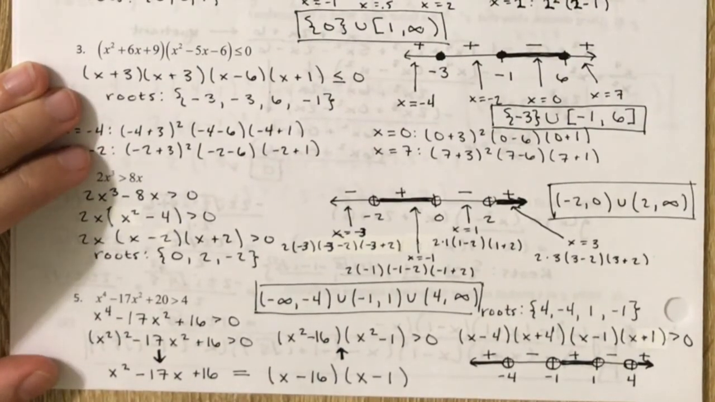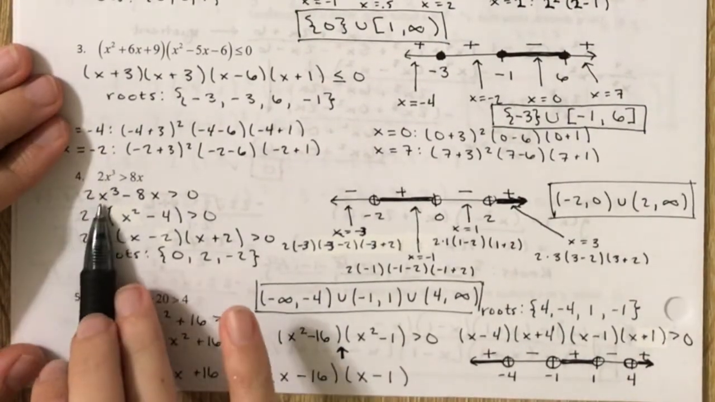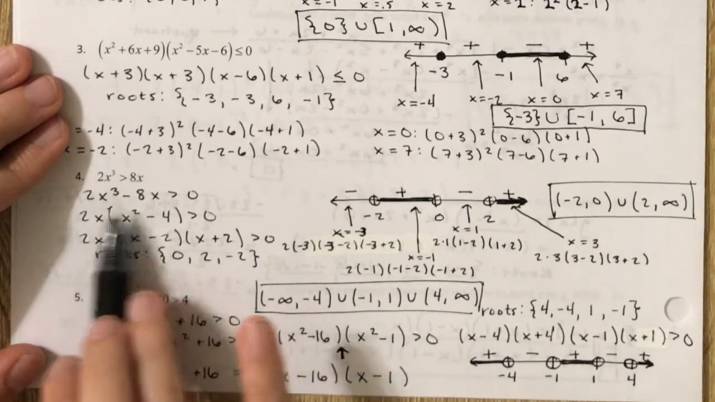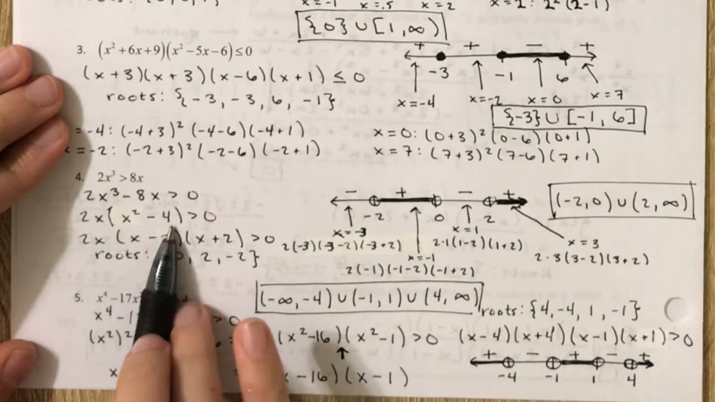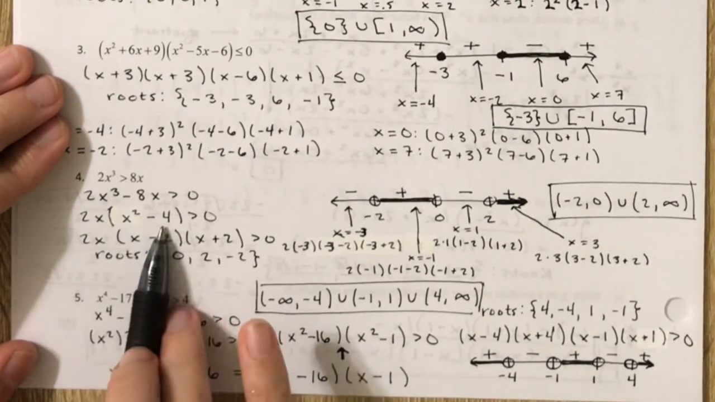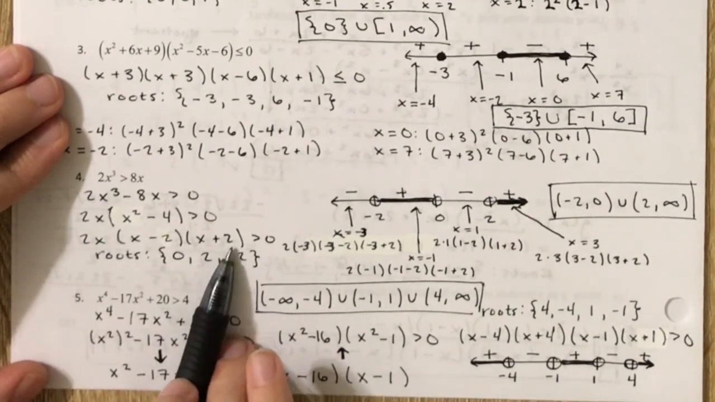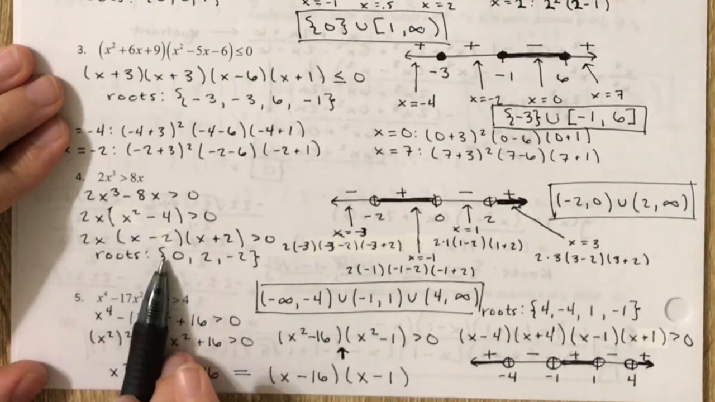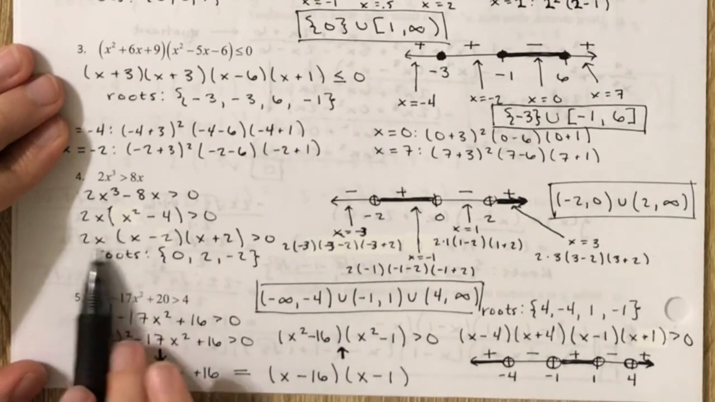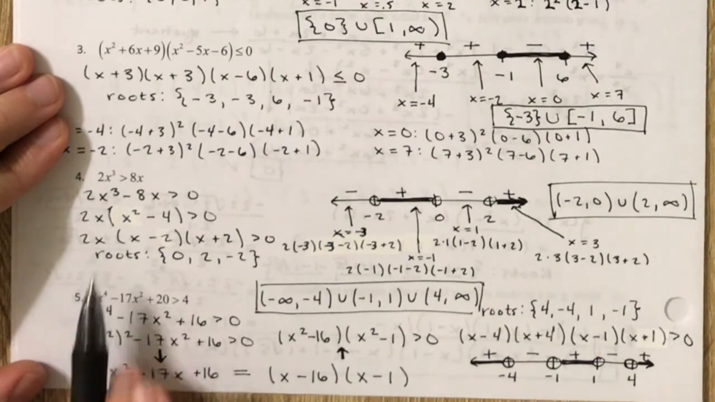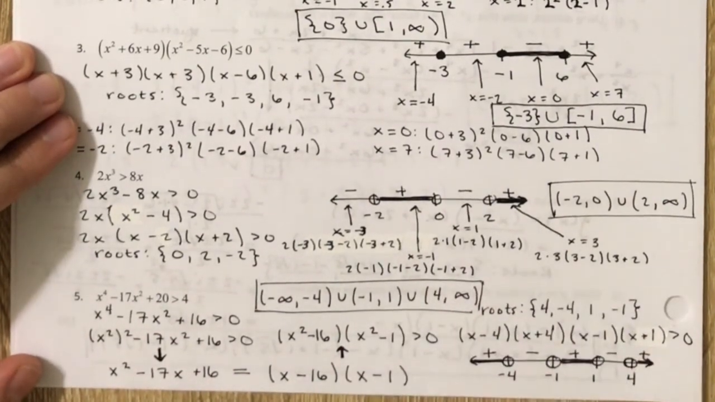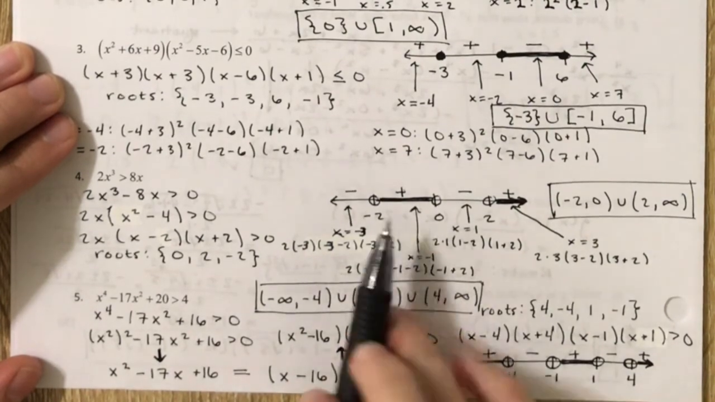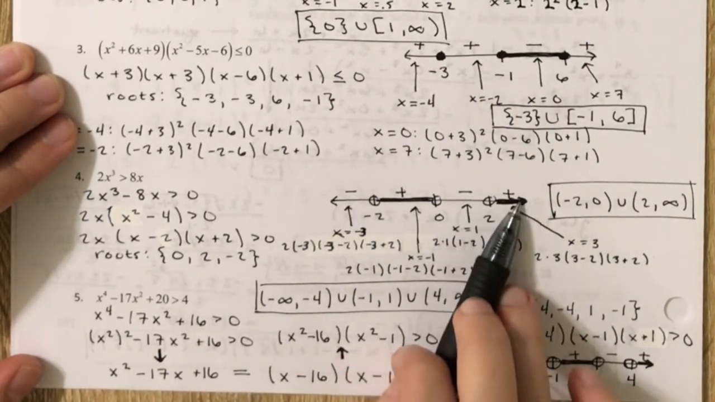Okay, so for this one, we can factor out both 2, since both of these terms are divisible by 2, and also x. When we do that, we're left with this difference of squares, so we can factor that into those two factors. We have roots positive 2 and negative 2, as well as 0 from that initial x that we pulled out. We put those on the number line. We test values in each of those intervals. We end up with negative, positive, negative, positive.